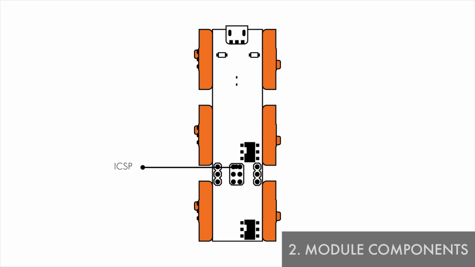We've included an ICSP header footprint. So if you need to, you can change the bootloader or program the module directly from this header. We've included 3 extra analog I/O, A2, A3, and A4, to connect to anything outside the littleBits library. In addition, we've added 3 digital I/O, D10, D11, and D13, which are all PWM outputs, that can also be connected to anything outside the littleBits library.